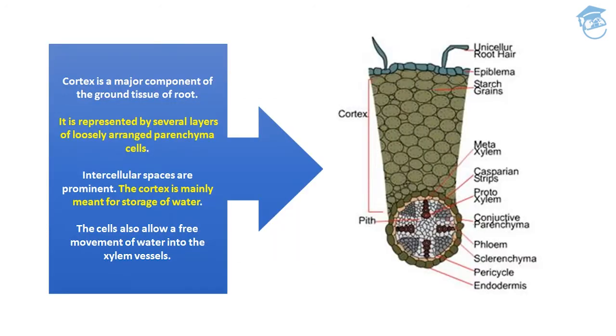Another is the cortex. It is the major component of the ground tissue of the root, and it is represented by several layers of loosely arranged parenchyma cells. So this has parenchyma cells, and intercellular spaces are prominent in it. As you can see, these are the intercellular spaces present between the cells of the cortex. The cortex is mainly meant for the storage of water, and the cells also allow free movement of water into the xylem vessel.